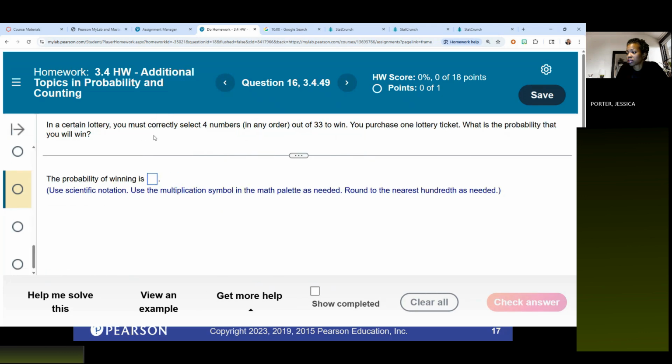All right. In a certain lottery, you must correctly select 4 numbers in any order out of 33 to win. You purchase 1 lottery ticket. What is the probability that you will win?